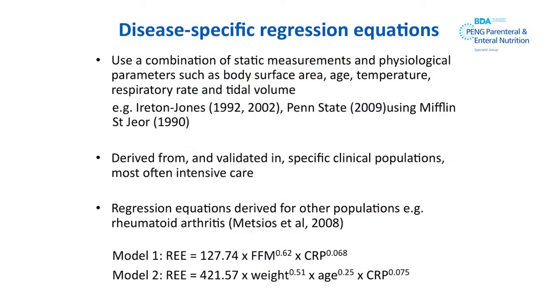And as part of our searches, we found a few in COPD and in cardiac disease, and this one in rheumatoid arthritis. And I think this one's particularly interesting because it picks up on fat-free mass and CRP as an indicator of stress. And these, particularly CRP, was a very strong predictor of resting energy expenditure in people with rheumatoid arthritis in this particular population. So it's something we need to be starting to think about.